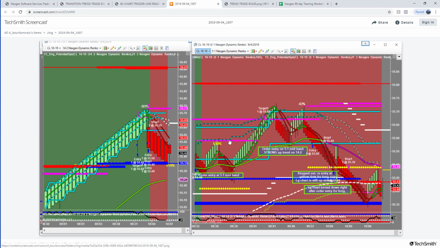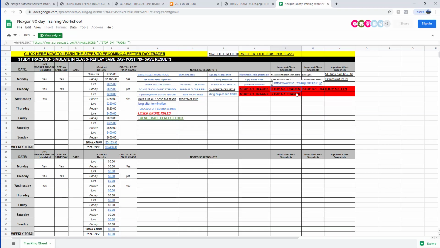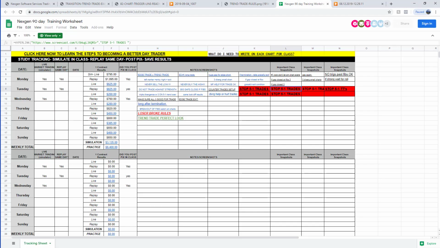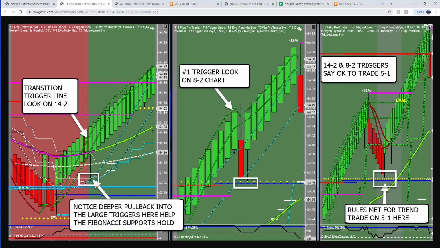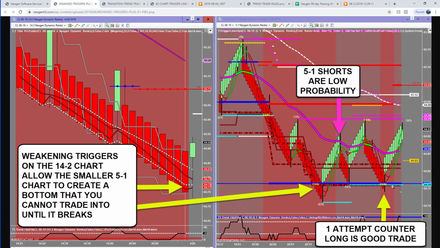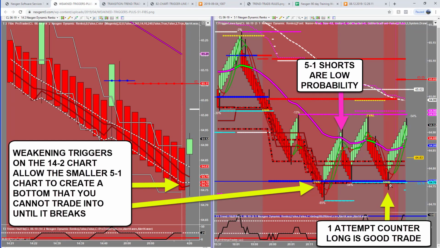And again, there has to be some semblance of a rule that if the triggers are really weak and XYZ happens, are you going to stop? Now, I can show it to you, but again, you have to incorporate it into your thoughts and processes. So again, look, weak 14.2 triggers. And again, I think a pivot stop out with divergence, even without a fib, is probably enough.